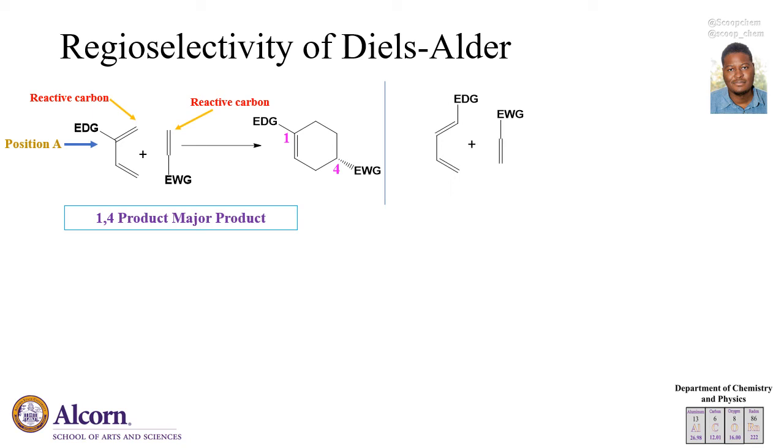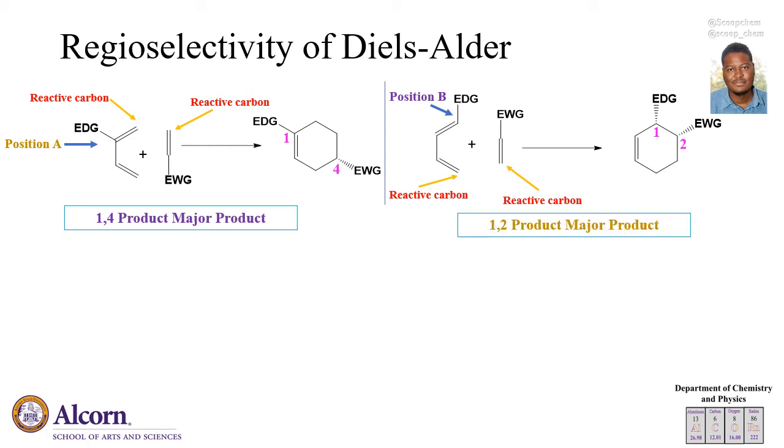I can have a different set of partners where the electron donating group now is at position B at the terminus. We know that the carbon at the end of the system is the reactive carbon due to resonance, and the carbon at the end of our dienophile is also reactive. These 2 carbons prefer to meet, and they lead to substituents having a 1,2 relationship. So Diels Alder products of this type lead to the 1,2 major product.